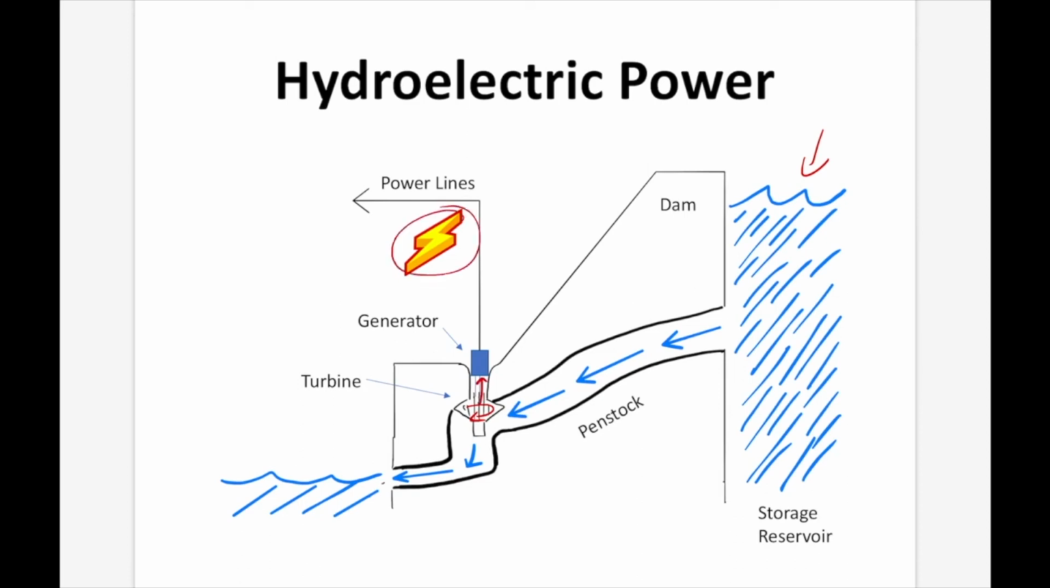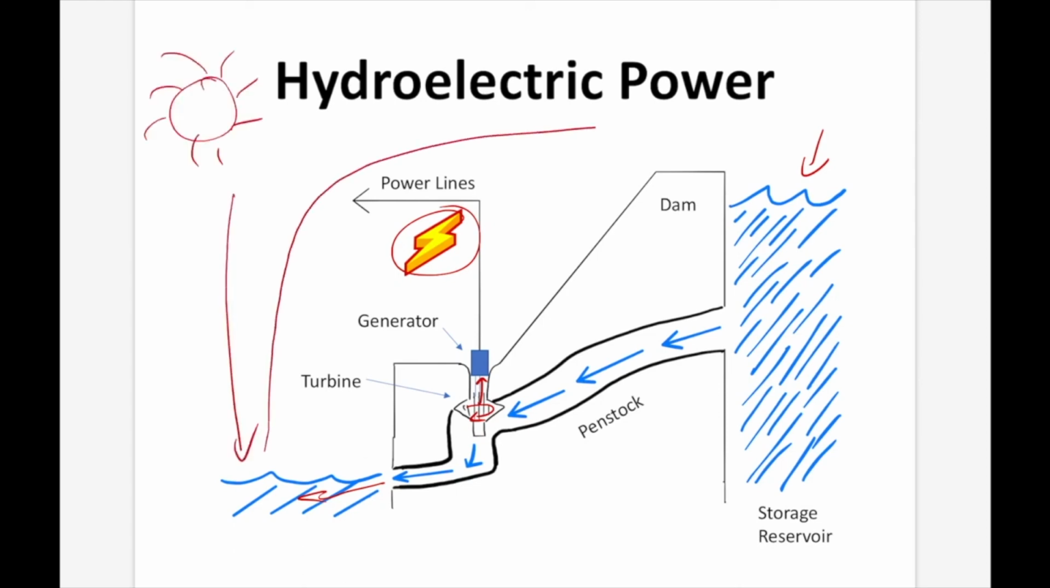The water is then able to flow out here, and then eventually the sun will provide energy to the water, causing it to come back up here and land above the dam in the reservoir again.